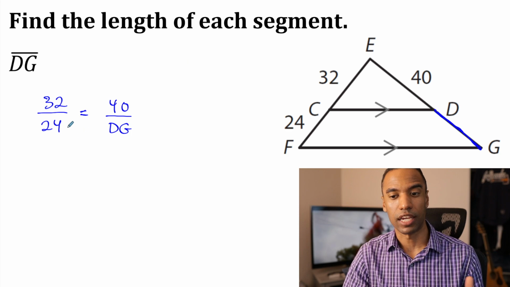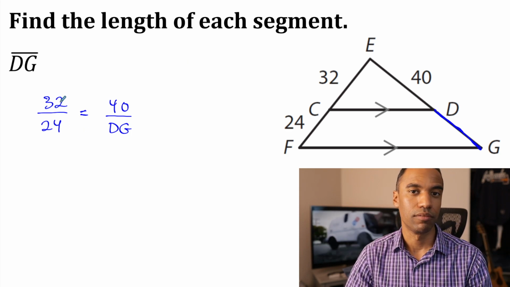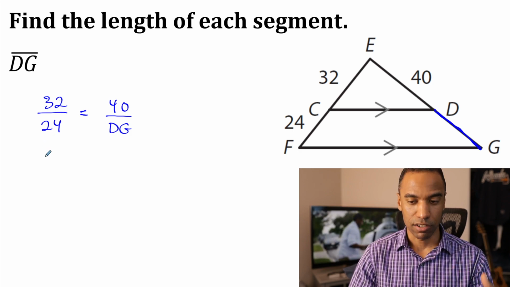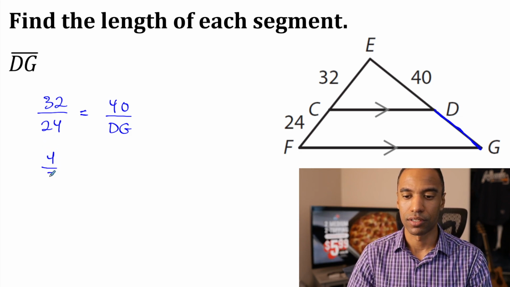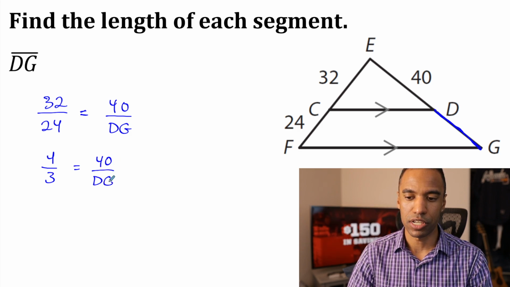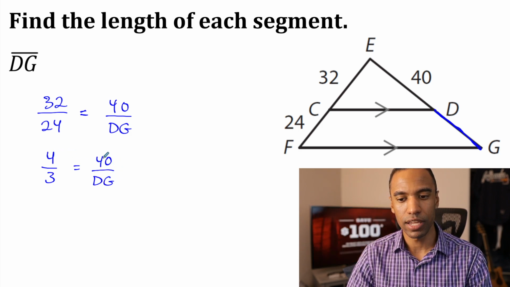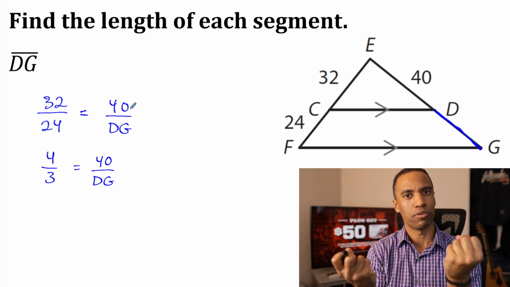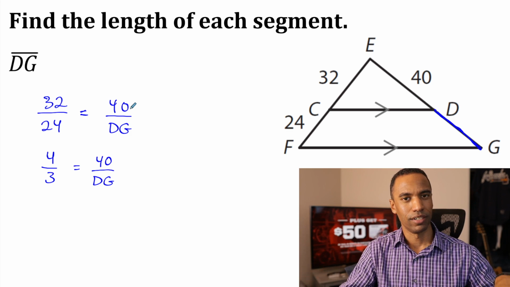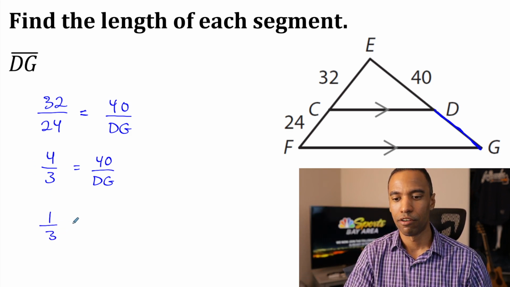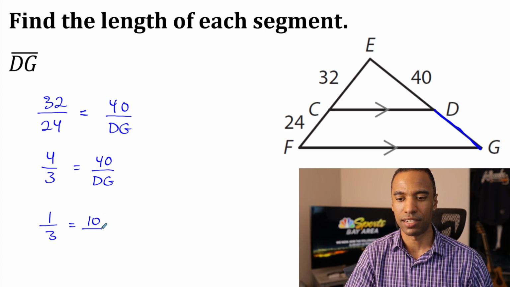In fact, I will in a second, but big numbers, when we can make them smaller. 32 over 24, I can divide these by 8. I'll get 4/3. 40 over DG, clearly I can't divide anything with DG here. However, there's a 40 on the right and a 4 on the left in the numerator. If I divide both sides by 4 here, just trust me on that, 4 divided by 4 is 1, 40 divided by 4 is 10. Oh, much better for cross multiplication.